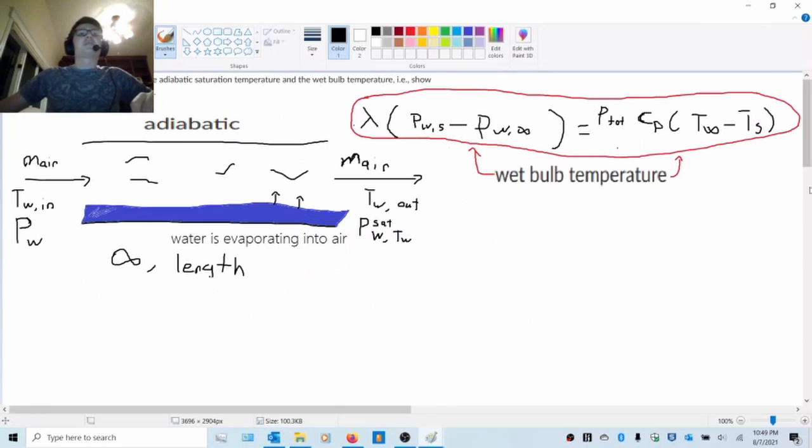Thanks. So for part 3 of this video, I'm going to explain the relationship between adiabatic saturation temperature and the wet bulb temperature, which is what we just did. I'm really going to show how these equations are very similar, or basically the same equation, just reflecting different conditions almost. So let's talk about an adiabatic saturation situation.